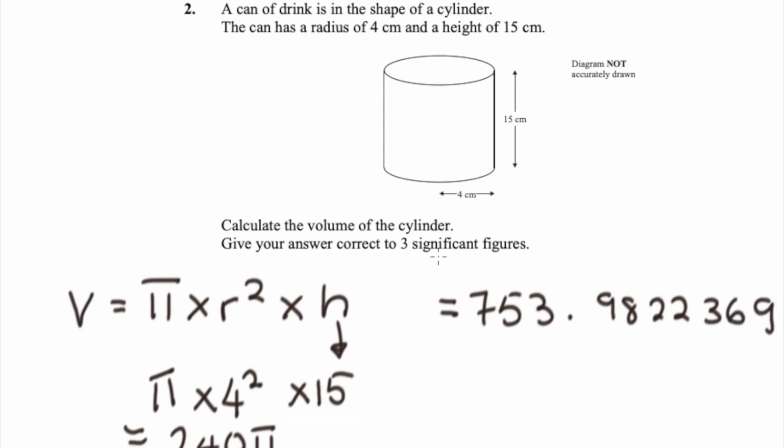753.982236.9. So remember, it says to 3 significant figures. So our answer will be 754, because we look at the 9 and 9 is more than 5. So that means we add a 1 to 3, which becomes 4 centimeter cubed.